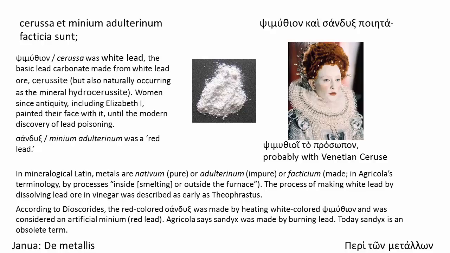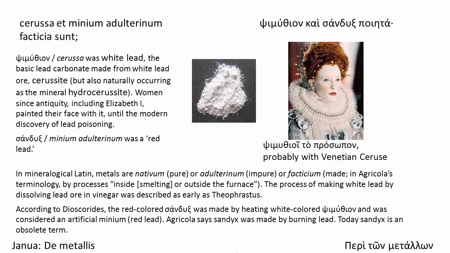Cerussa et minium adulterinum facticia sunt, psimution cae sandux poeta. Psimution, cerussa, was white lead, the basic lead carbonate made from white lead ore, cerussite, but also naturally occurring as the mineral hydrocerussite. Women since antiquity, including Elizabeth I, painted their face with it until the modern discovery of lead poisoning. Elizabeth psimutioi to prosopon, probably from the product Venetian cerus. Sandux, minium adulterinum, was a red lead.